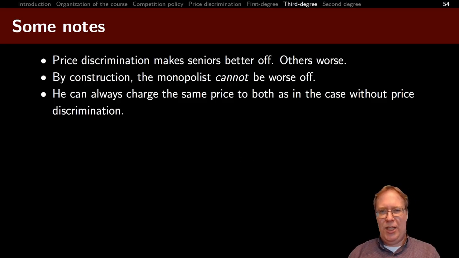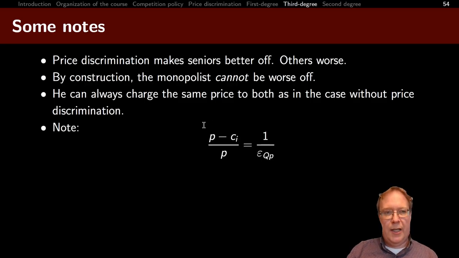It's easy to see why. The monopolist can charge different prices to the two groups, but it doesn't have to, right? Even if it price discriminates, it can always charge the same price to both groups. The fact that it doesn't simply must imply that it is profit maximizing to do so.